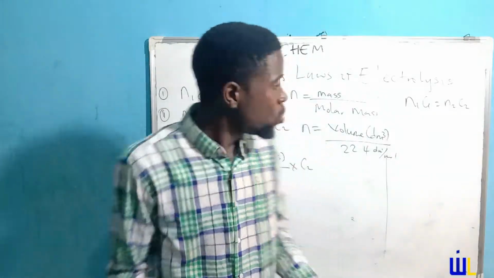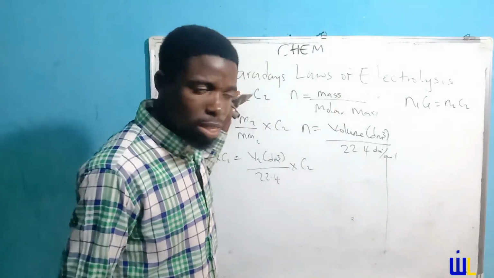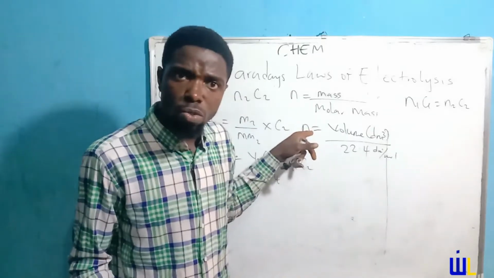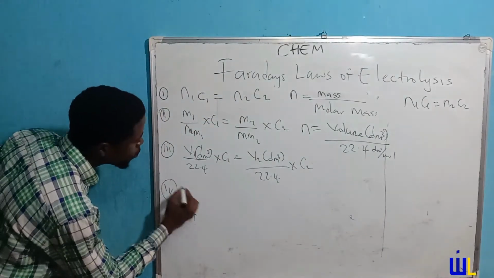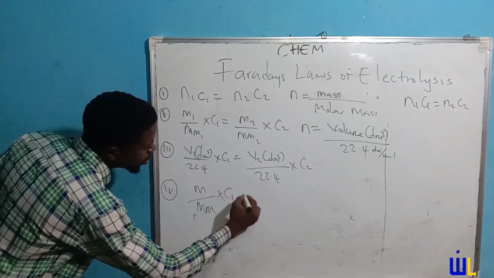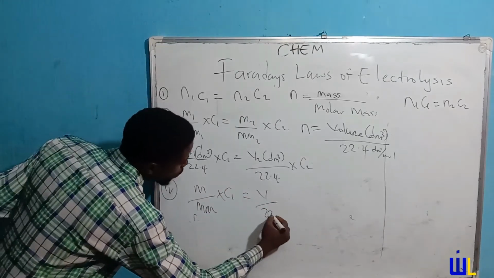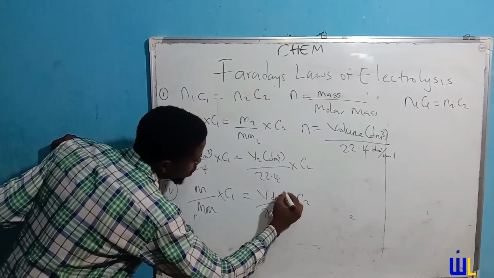It's very simple. You use the number of moles equivalent relation to mass for one side and use the number of moles relation to volume on one side. So we are going to have another formula where we have mass over molar mass times C1 is equals volume over 22.4 times C2. Remember, this is in dm cube.